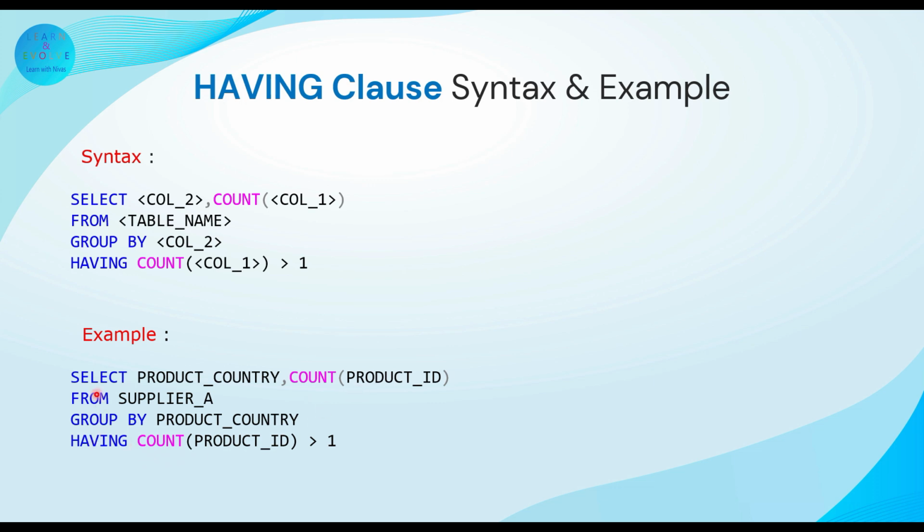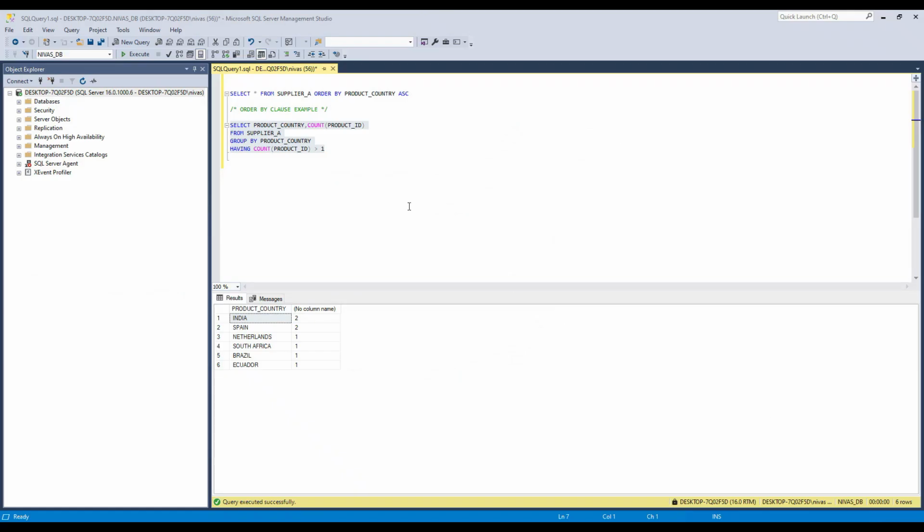Here I have taken the supplier table wherein I have already grouped it with the product country. Now I'm saying I don't want the products which are having one record. I need products greater than one. I need only the higher value, so I used a having clause here. It has counted all the products, then grouped it, then filtered it with value greater than 1. Let's see the execution. Now I can get only 2 records.